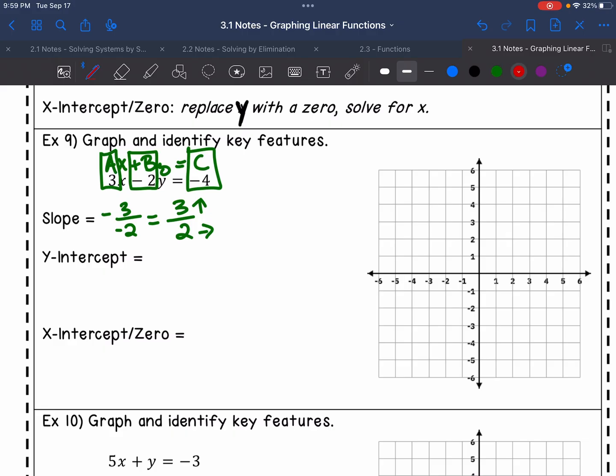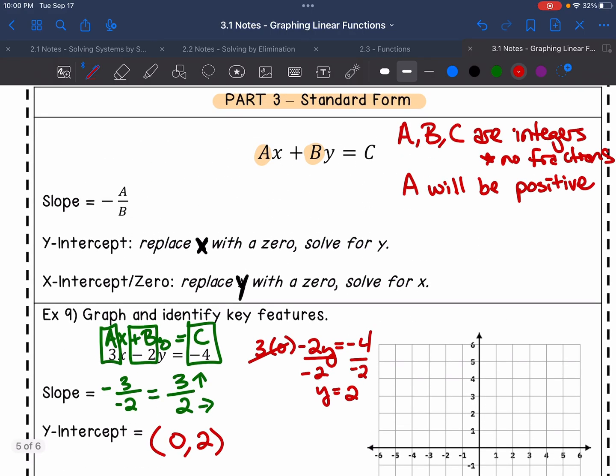Now for our y-intercept, we're going to replace our x with a 0 and then solve for y. Okay, so that cancels out. That's just a 0, and that means I need to divide both sides by negative 2. So I get y equals 2. So our y-intercept is 0, 2. So notice I just did c divided by b. So we're going to make ourselves a note that that will give us our y-intercept.